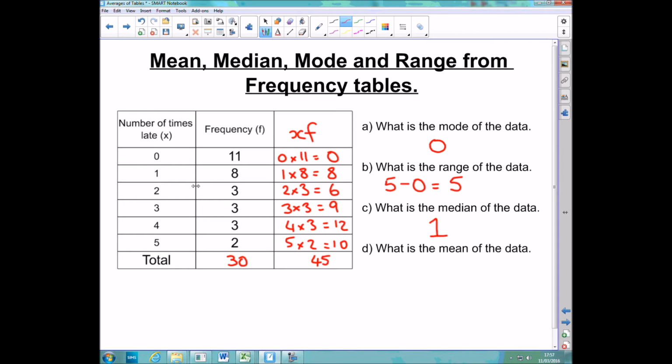Now if you remember, the mean is all of them added up, which was 45, we just worked out, divided by how many there are. And there were 30 students in total, so I need to divide those numbers, 45 and 30. So 45 divided by 30 is 1.5. Notice again, this number is in the range of these numbers here.